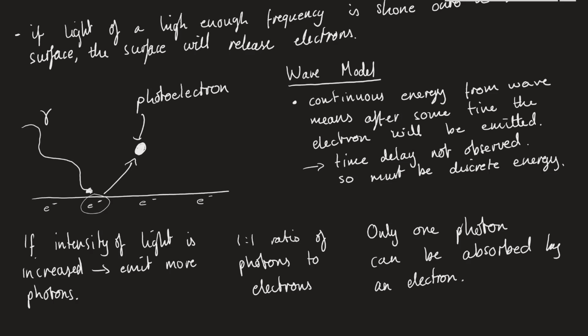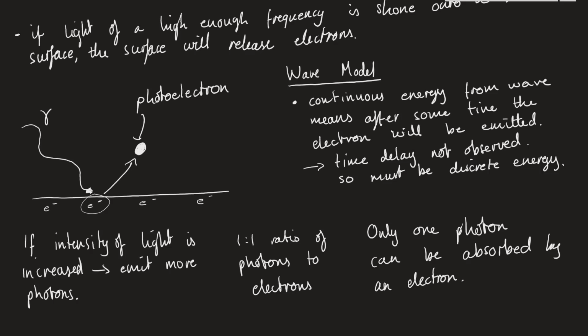Okay, so this is our second evidence that this has to be a particle model, because if we can only get one photon per individual electron, it means that we definitely don't have a continuous energy source, because we have very discrete packets and it can only be one discrete packet per electron rather than being a continuous wave source.